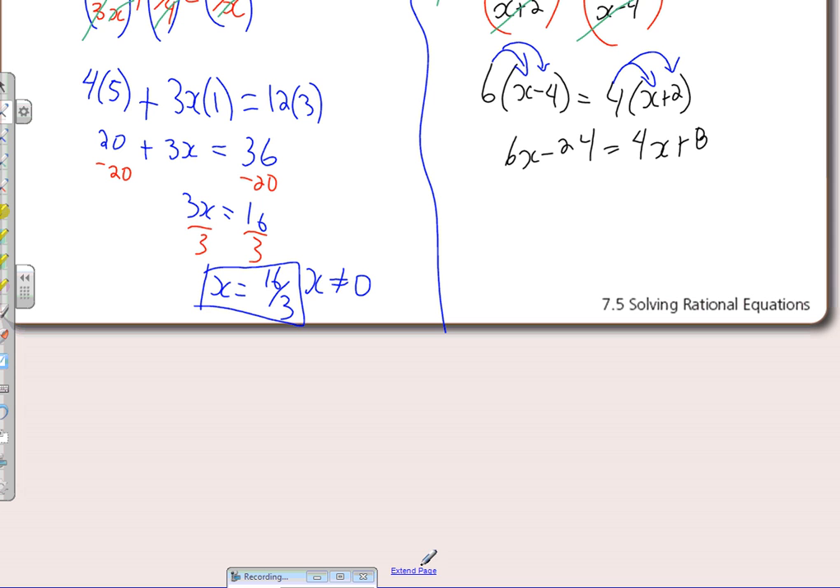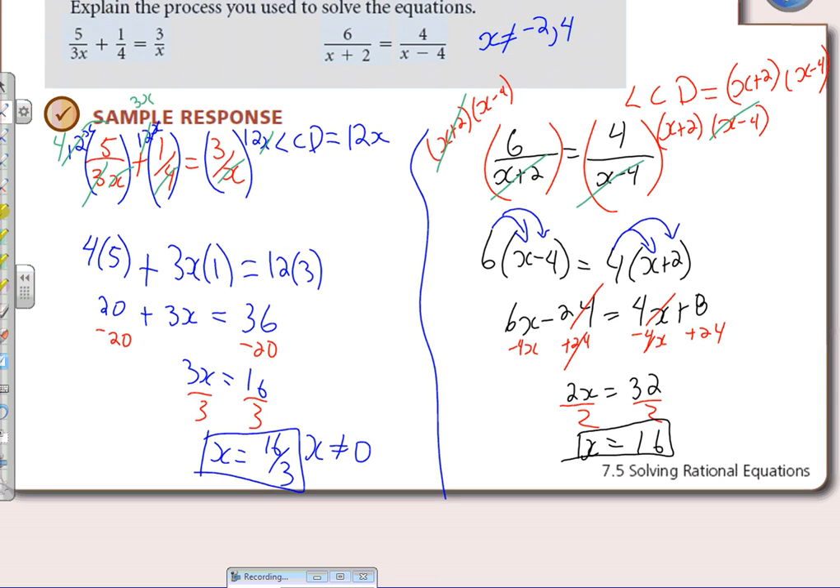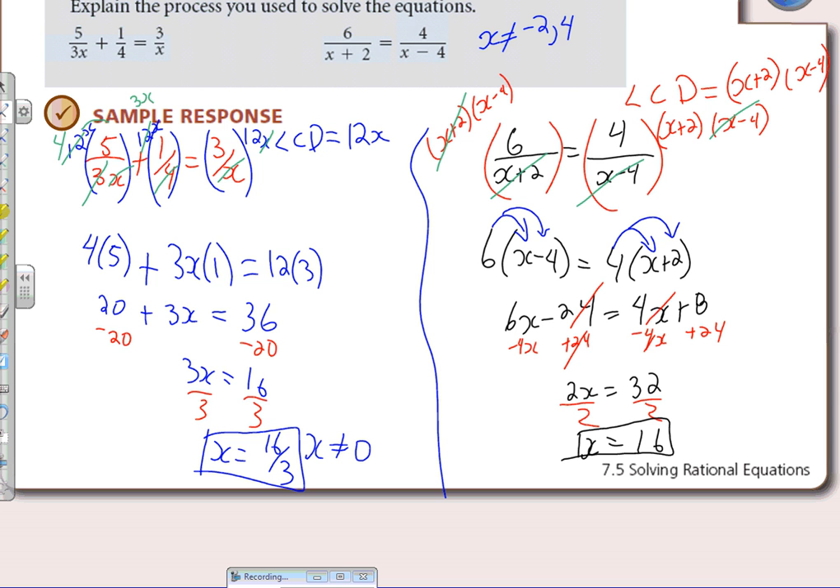Okay, and bring over minus 4x, plus 24, plus 24. So 2x is equal to 32. Divide by 2. X is equal to 16. And before you box it in, just check to make sure 16 is not one of those NPVs. No, it's not, so 16 is good to go.